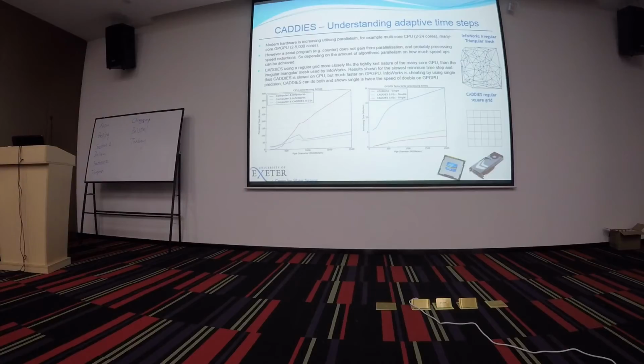And also, InfoWorks is cheating. It is using a single precision floating point value. So it's only a 32-bit value rather than a 64-bit value. Now I've done CADDIES on both single and double precision to show how that's cheating, because basically when we use a single precision, we go twice as fast as when we use a double precision. So in other words, if InfoWorks used a double precision, it would take twice as long.